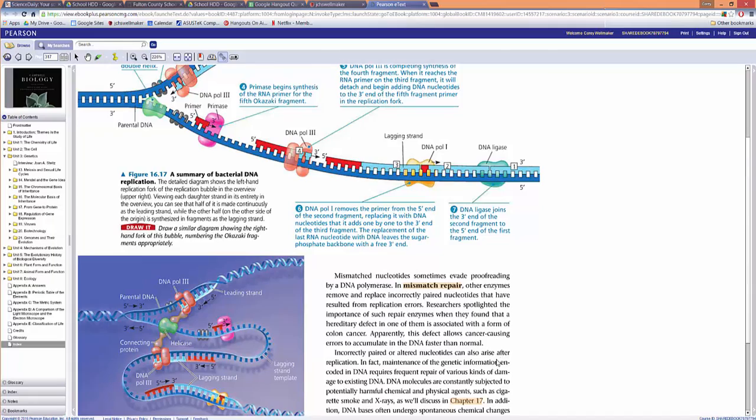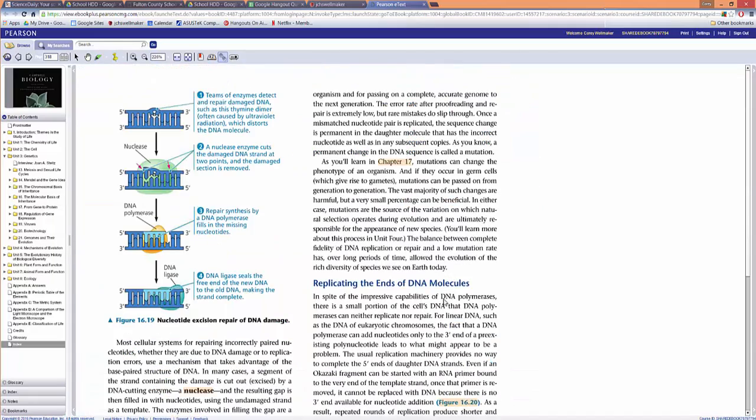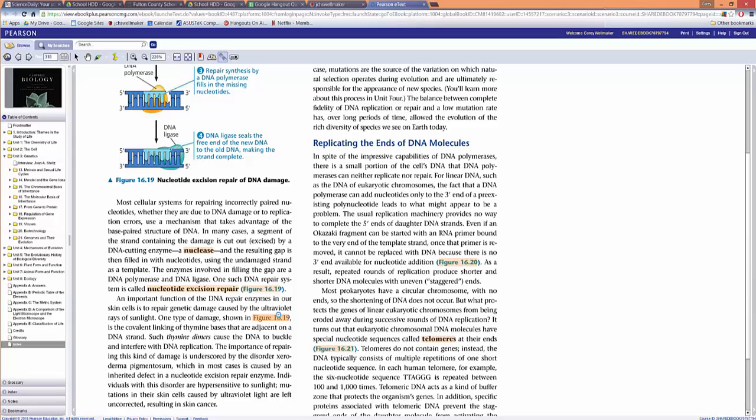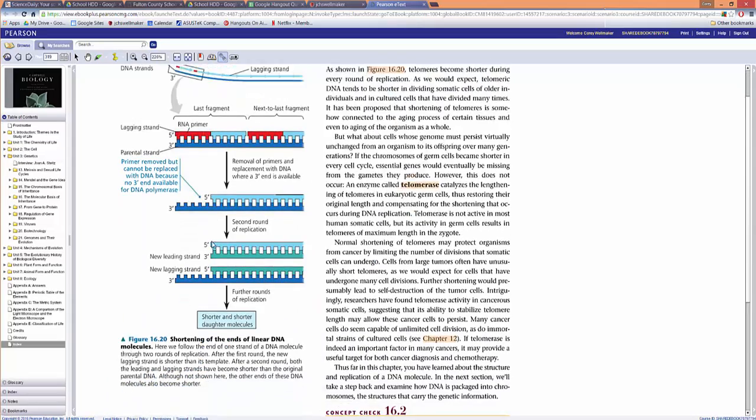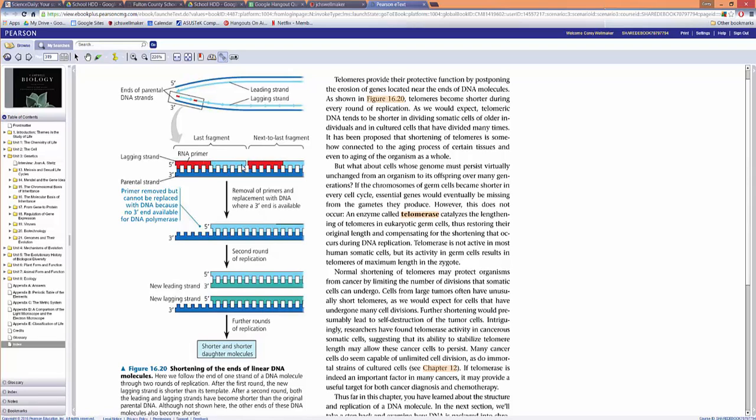Let me see if there's a better picture that talks about if it can latch on to this 3' end. Hopefully you can see my cursor in this video. So we need to latch onto this 3' end, and when it does that, it can erase the primer, which is exactly what it did right here. But notice that there's no 3' end to attach to of an Okazaki fragment. There is no 3' end to attach to erase this primer.